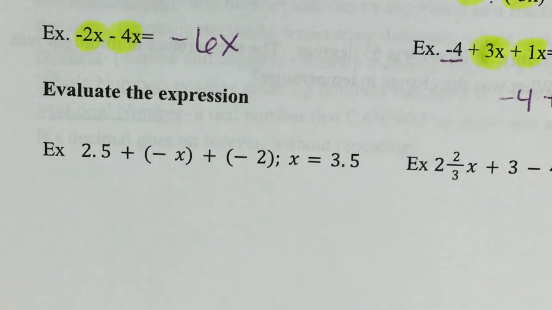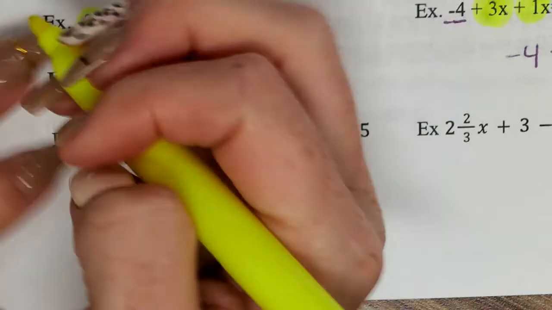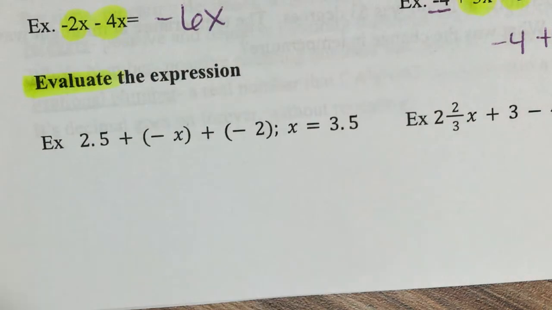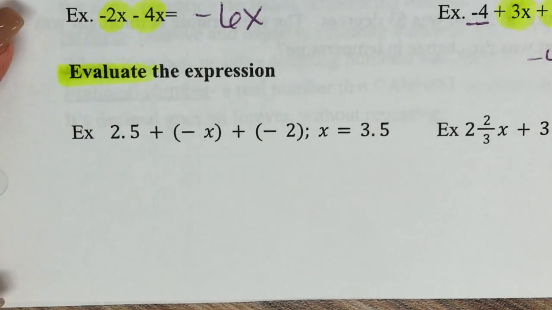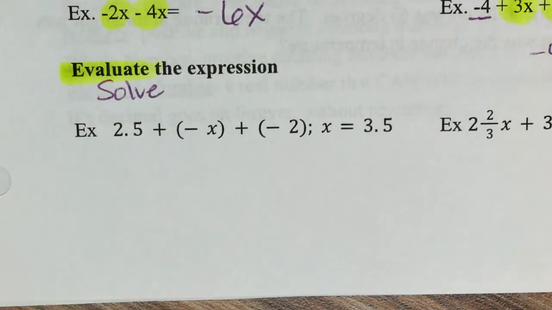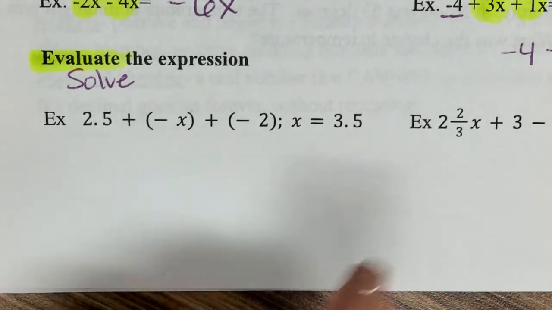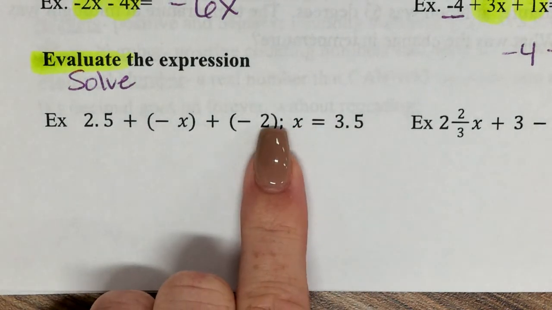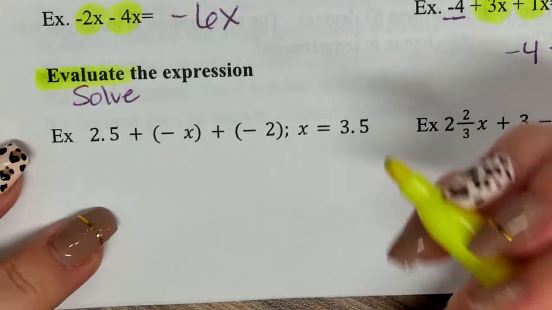The next section. The title says evaluate. Who knows what evaluate means? All right, it means solve. It means that you're going to get an answer. Okay, now what they gave you is an expression. It's not an equation. So you're not going to solve an equation. But what they did give you is the value that they want you to plug in for the variable. So if you look at this first problem, there's a semicolon, meaning that's the problem. But they want you to plug in what for x?